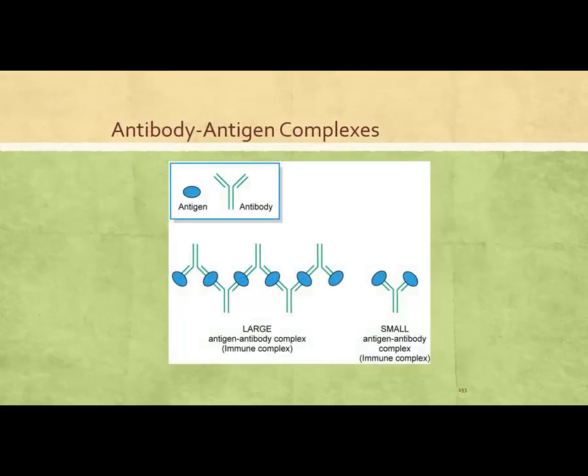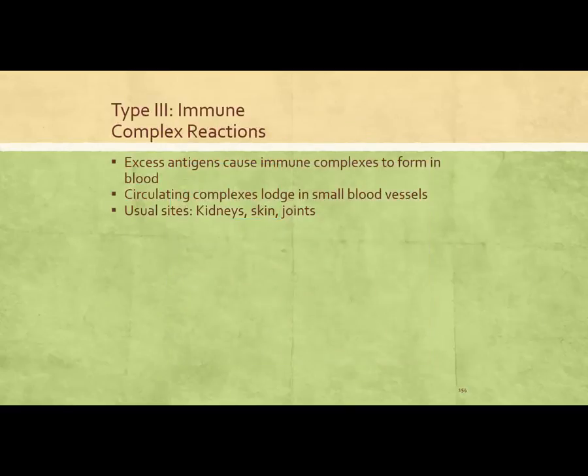And when we have those cytotoxic reactions, we again remember from cell mediated immunity and antibody mediated immunity that we have the antibody antigen complexes that can build up, and then those complexes are what cause other areas of the body to be kind of clogged up. So those lead us into the type 3 immune complex reactions, and that's where we have excess antigens that cause immune complexes to form in the blood.